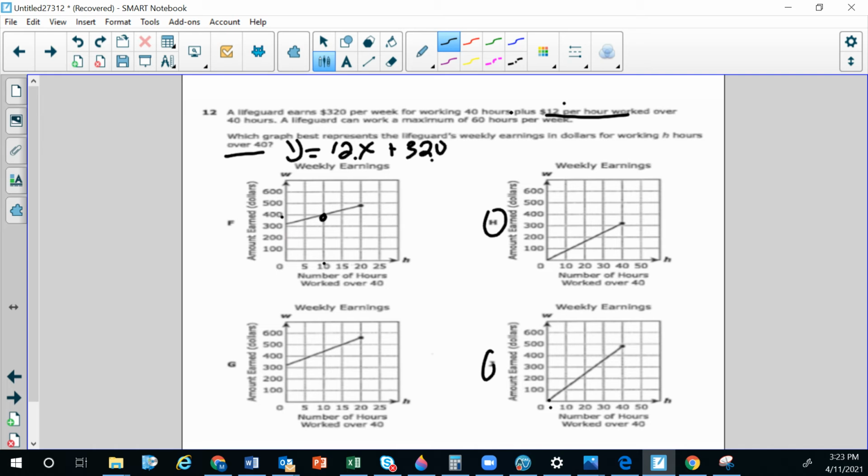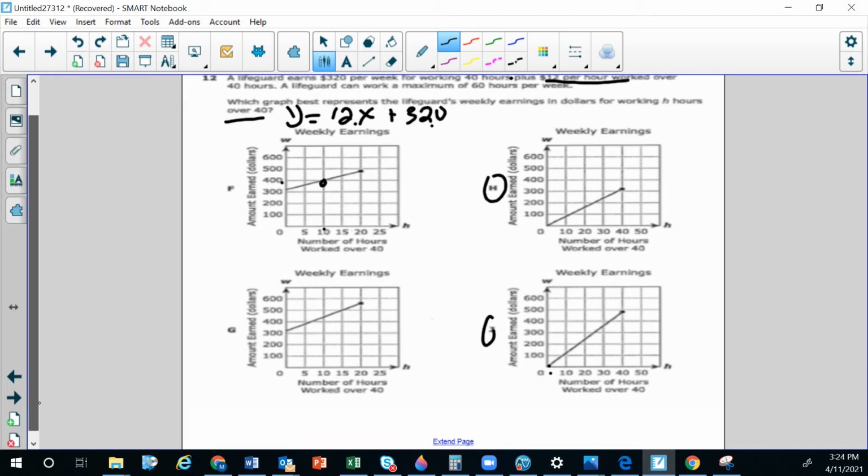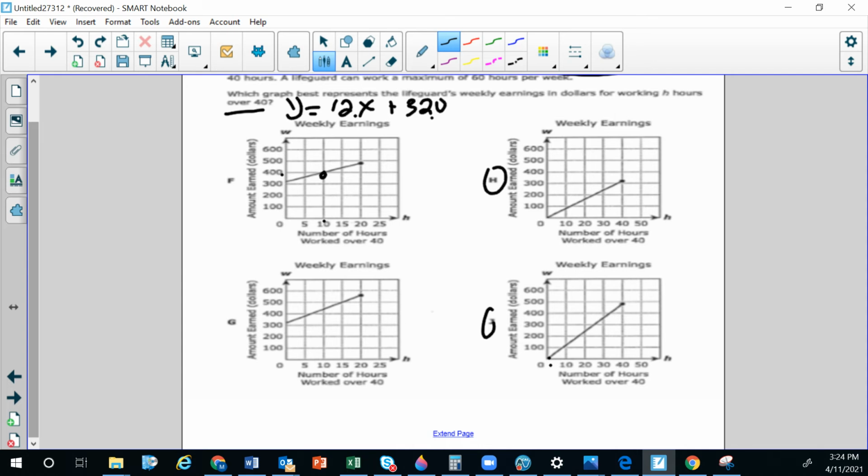So let's put that in a graph and see if that is correct. When x is 10, I'm going to say y is equal to 12 times 10 plus 320. So that's 120 plus 320. And what is that equal to? That's 440.